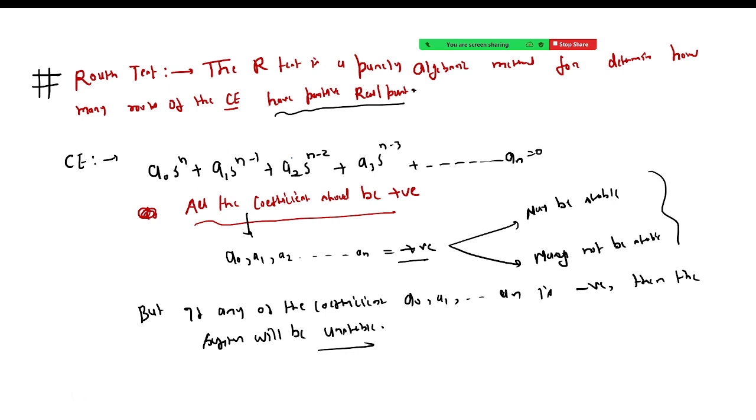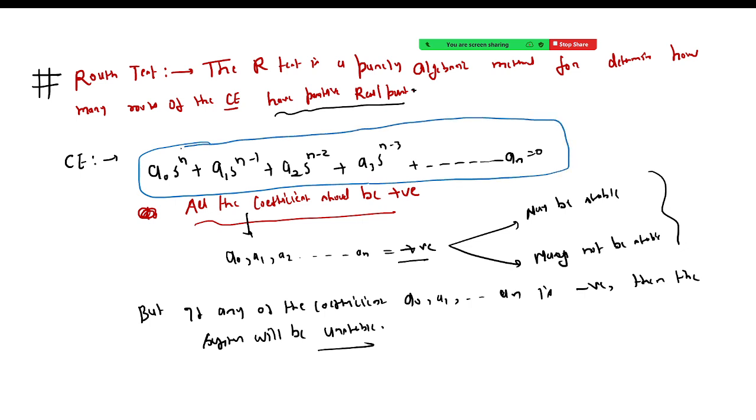you will see this particular equation. This is your characteristic equation, and that you will get it from your transfer function, right? The denominator of the transfer function. You will see a naught, a1, a2, an. If all these are positive, then the system may be stable, may not be stable. But if any of them, let's say a naught, is negative, then the system will be certainly unstable.